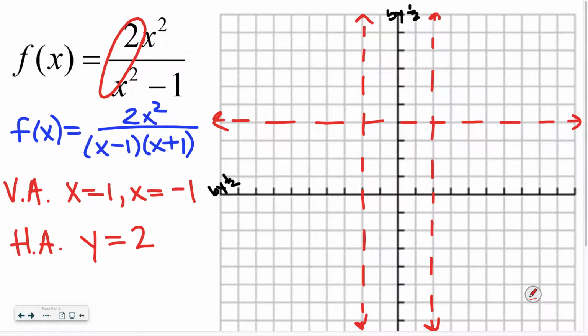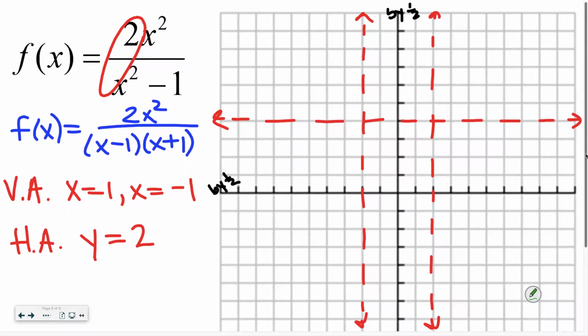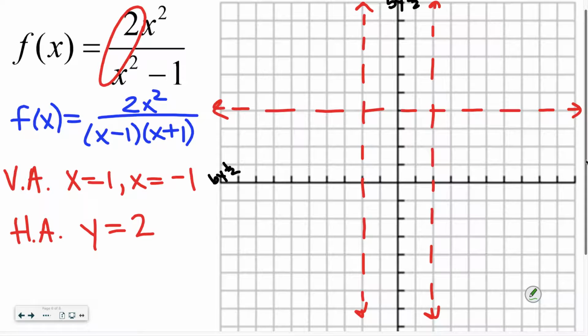Okay, at this point, this is the most important part, and it doesn't always take as long, but now we need to make an XY chart. I'm kind of running out of room though. Let's do right here. So we have 2 vertical asymptotes. One of them is at x equals 1. So what are a couple numbers we can plug in to the right of 1? 2, 3. Okay, let's keep it close and keep it nice with integers if possible.